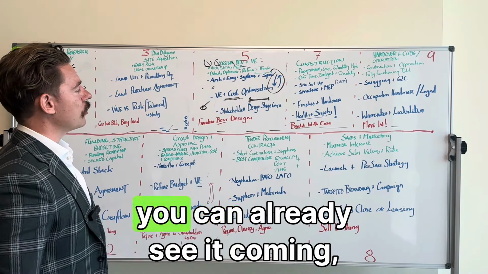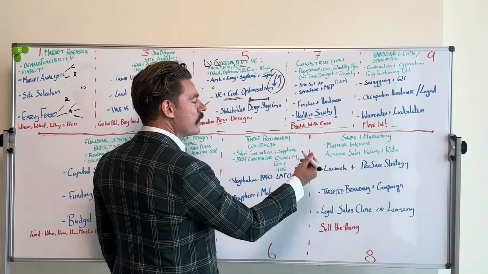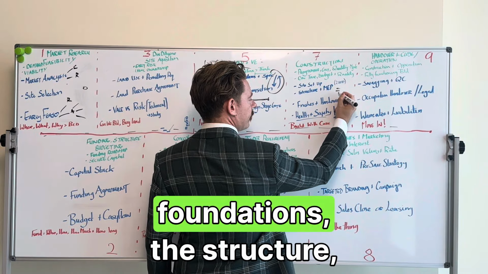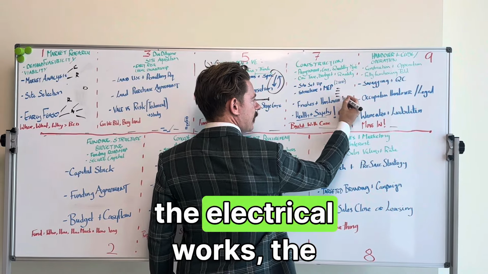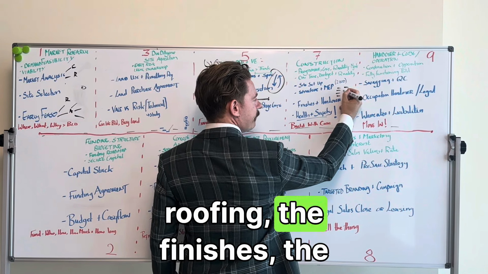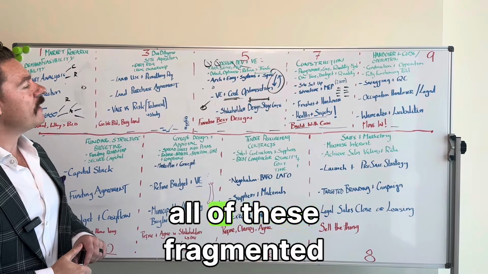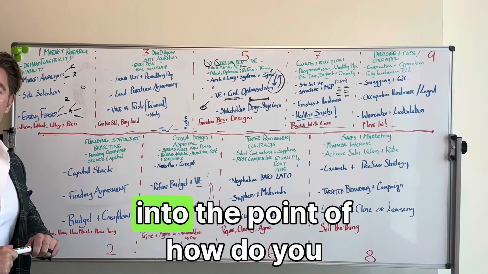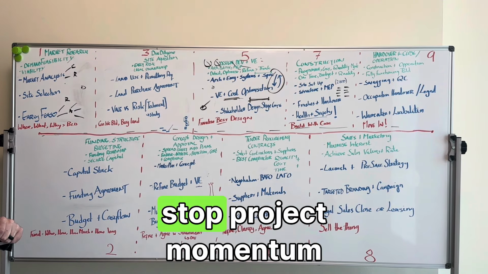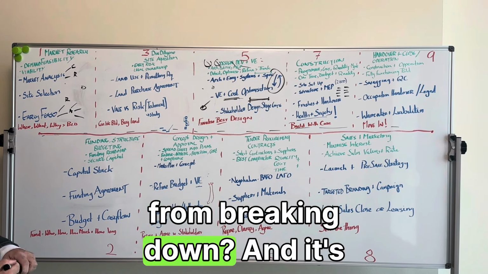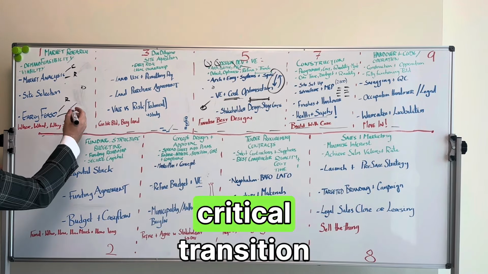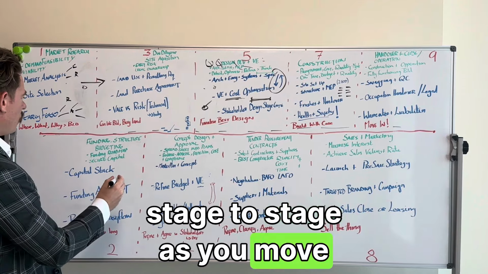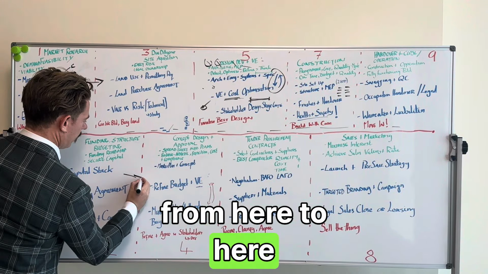And then finally, you can already see it coming, the construction. You've got guys working on the site clearance, the foundations, the structure, the electrical works, the roofing, the finishes, the painting, the decorating, all of these fragmented tasks that need to happen on site. And this is really where we get into the point of how do you stop project momentum from breaking down? And it's understanding what the critical transition points are as you go from stage to stage, as you move from here to here, back up to here.